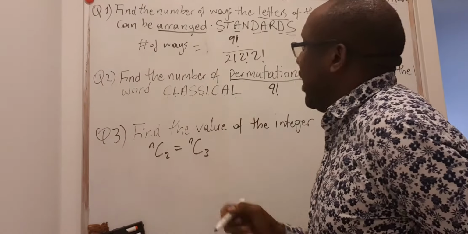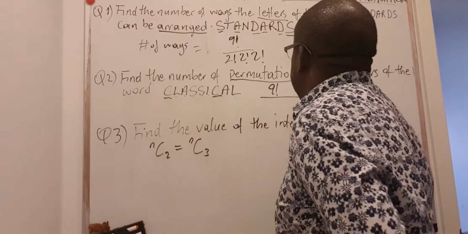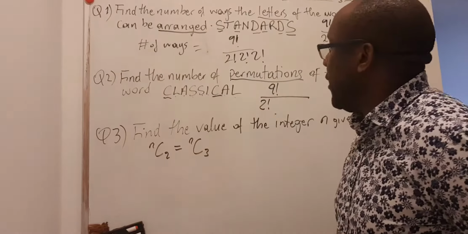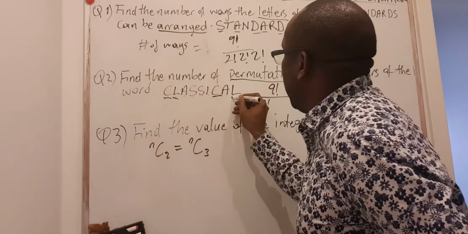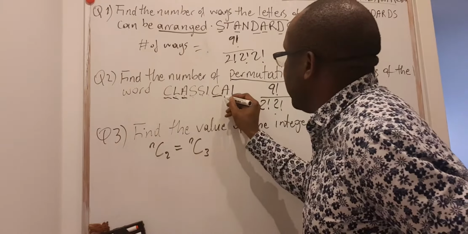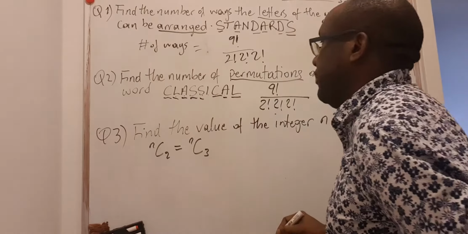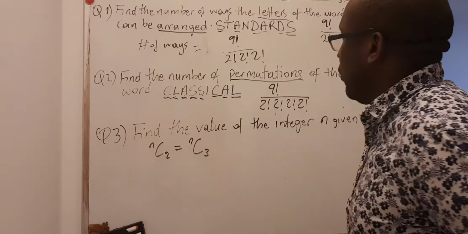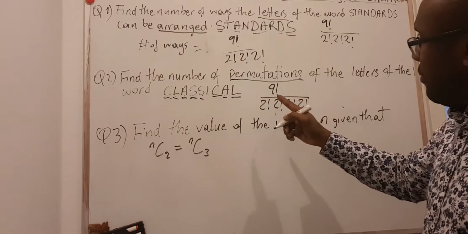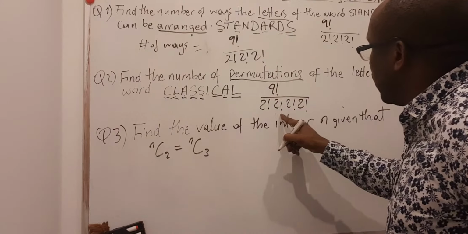But behold, some letters repeat themselves. For example, C, I have 1 C here and another C there. So I'll divide by 2 factorial because C appears only 2 times. I have L here and I have another L here. So there's 2 factorial. I have 2 A's. So there's 2 factorial. I have 2 S's. So 2 factorial. Only one I is there. So my actual number of ways is 9 factorial divided by 2 factorial, 2 factorial, 2 factorial, 2 factorial.